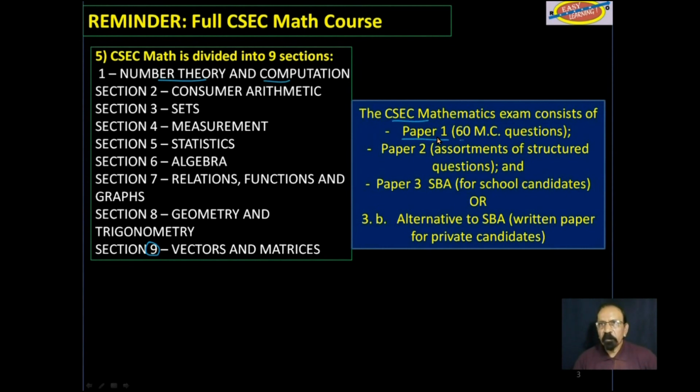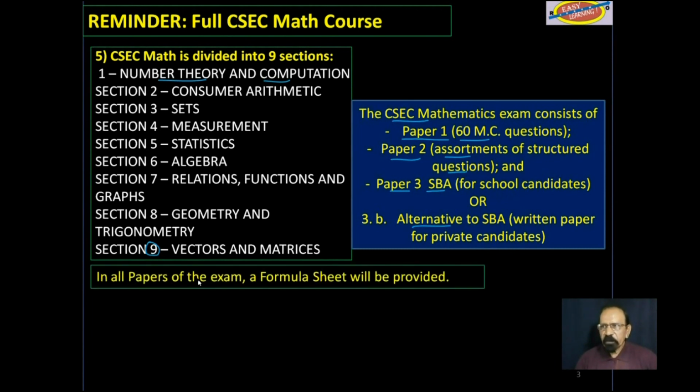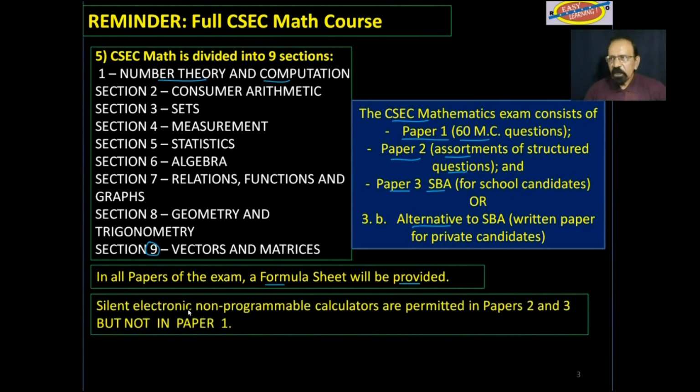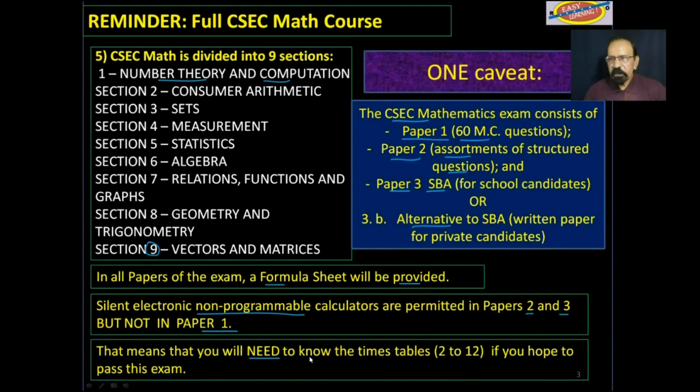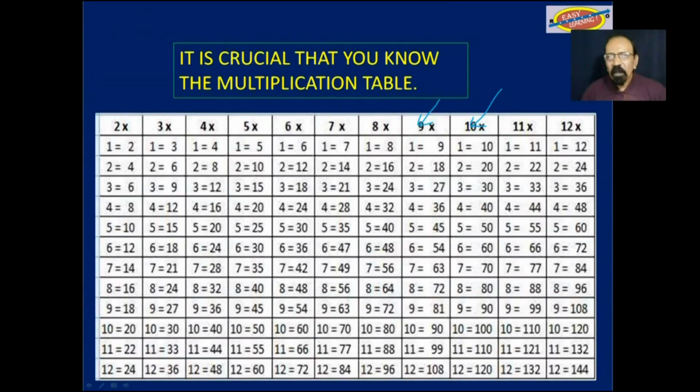Paper 1, multiple choice. Paper 2, assortment of structured questions. And paper 3, which is the SBA if you are in school, or if you are not in school, alternative to SBA. In all papers of the exam, a formula sheet will be provided. Silent, non-programmable calculators are permitted in papers 2 and 3, but not in paper 1, which means that you would need to learn the times tables 2 to 12 if you don't already know them. I repeat, it is crucial that you know this table.